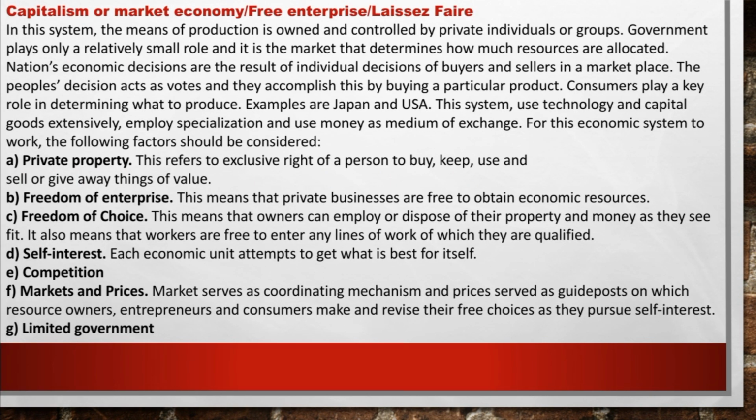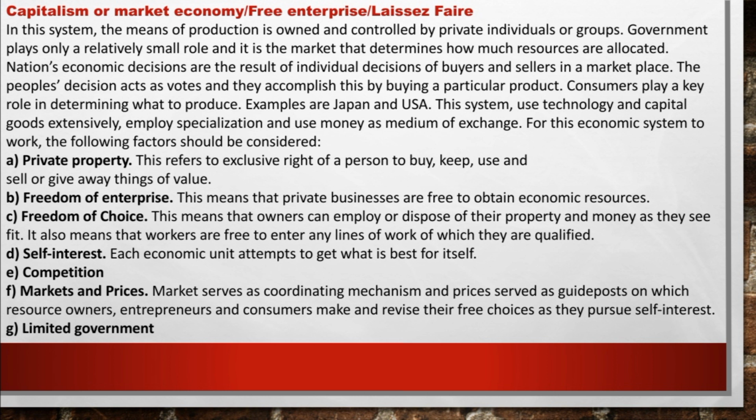Capitalism, or market economy, free enterprise, laissez-faire. In this system, the means of production is owned and controlled by private individuals or groups. Government plays only a relatively small role, and it is the market that determines how resources are allocated. A nation's economic decisions are the result of individual decisions of buyers and sellers in the marketplace. The people's decisions act as votes, and they accomplish this by buying a particular product. Consumers play a key role in determining what to produce. Examples are Japan and the USA.